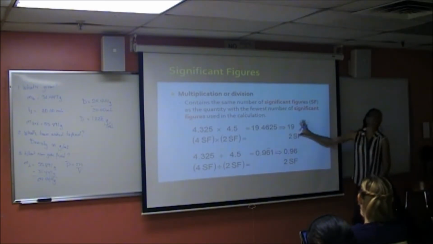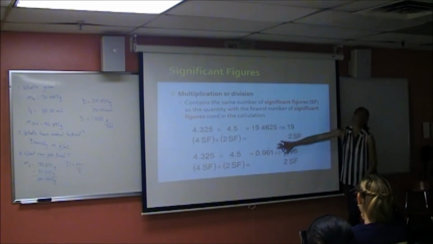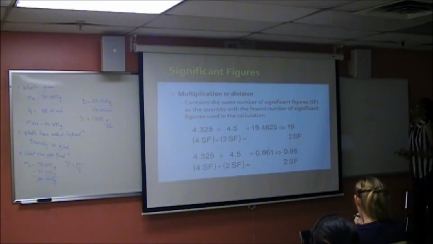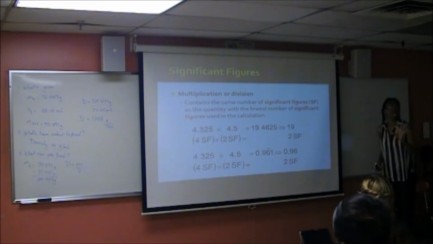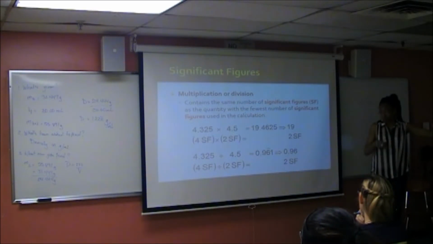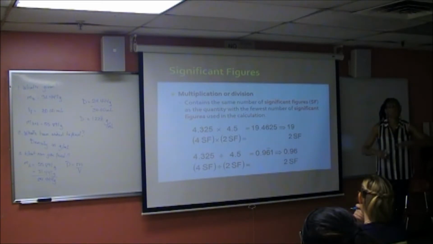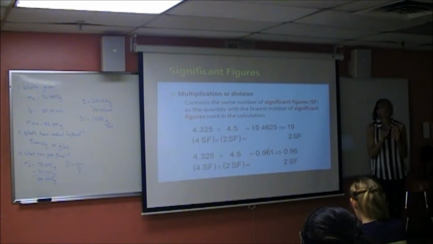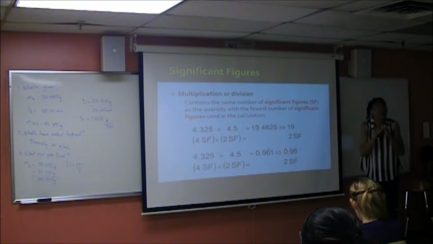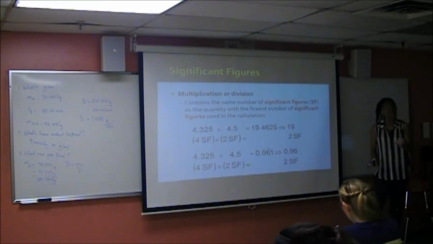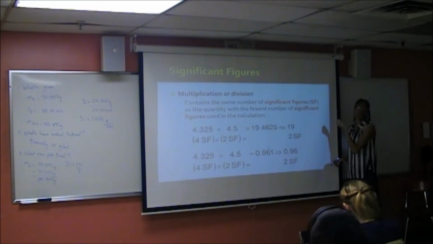We're going to act like we don't see this part right here. Just ignore that part for now. Focus up here. So, multiplication and division. When you do multiplication and division, it's slightly different from addition and subtraction. We're now going to be looking at the whole number. You're going to look at how many significant figures are in your whole number, and the least amount of significant figures, that's what your answer is going to have.